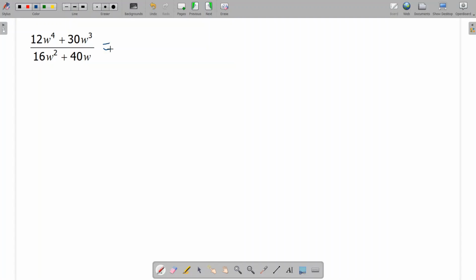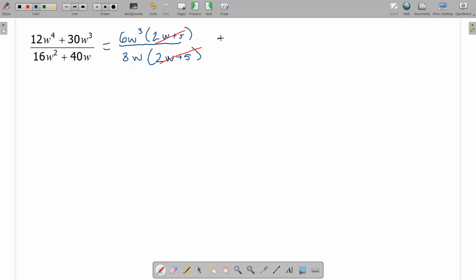So for the numerator here, we could factor out a GCF of 6w cubed, which is going to leave us with 2w plus 5. And then in the denominator, we have a GCF of 8w that can be factored out, which leaves us with 2w plus 5 as well. So looking for common factors here, it's going to be that 2w plus 5. These are going to cancel.